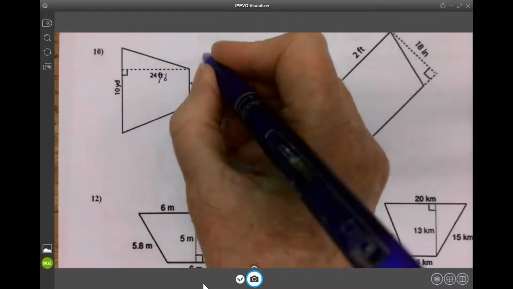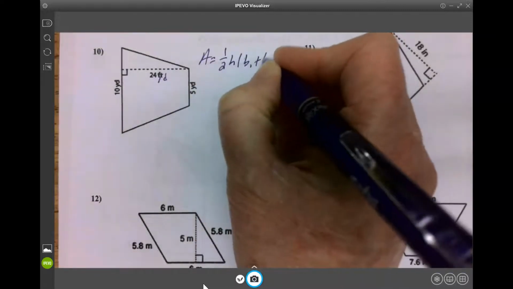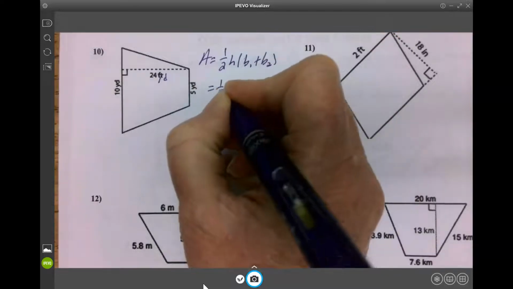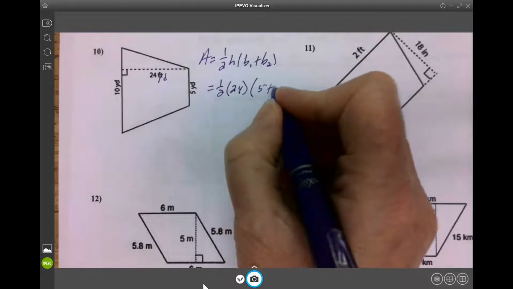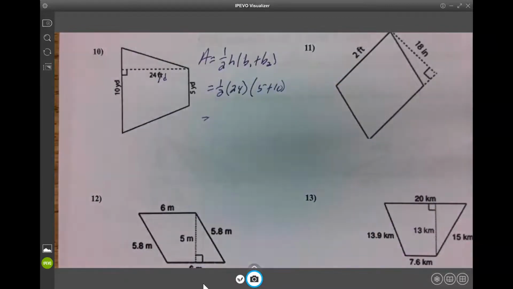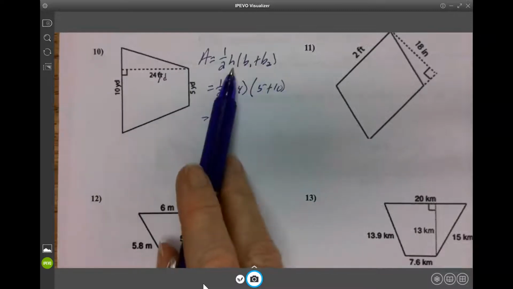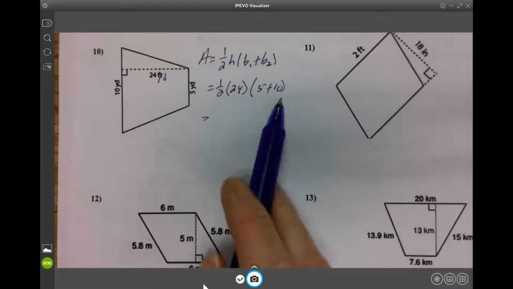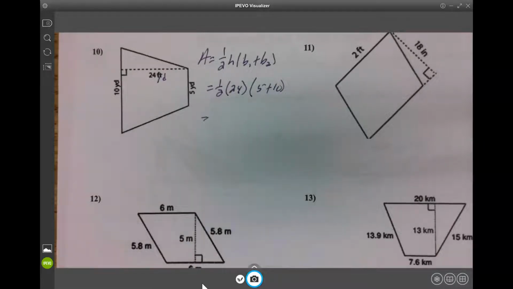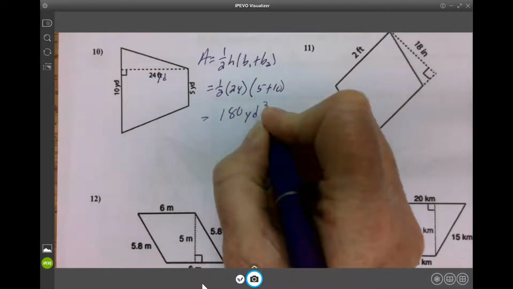This is a trapezoid. So first I'm going to write down the formula. 1/2 times the height times base 1 plus base 2. So I have 1/2 times the height, which is 24. And then my two bases are 5 and 10. Okay? So I'm going to do all that. But these are my two bases. And again, you want to write down your work. So when you're taking the exam this week, whatever day you're taking it, you will have this to refer to. So that is going to be, I came up with 180 yards squared.